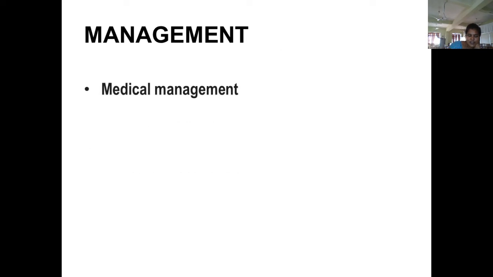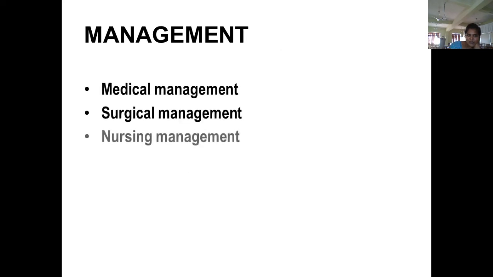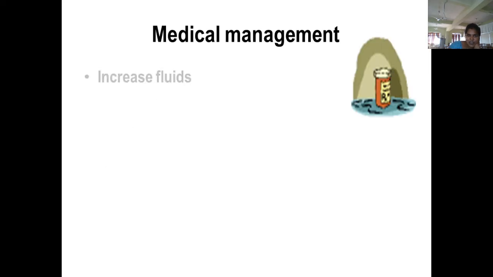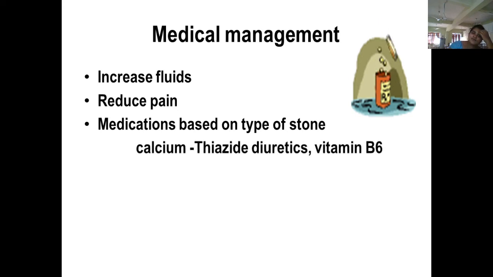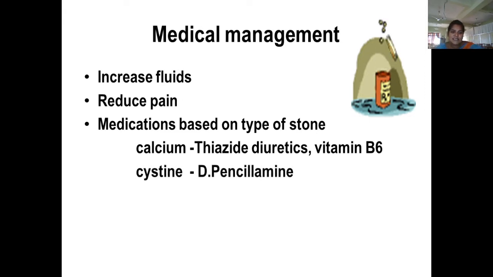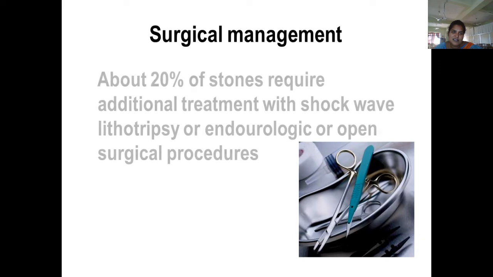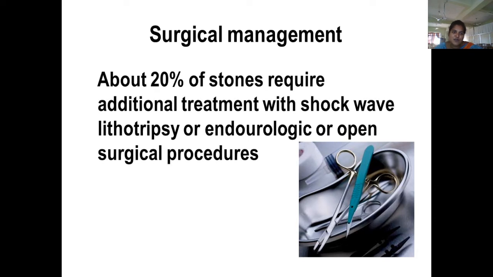We have to differentiate from that diagnosis, and then we go for medical management, surgical management, and dietary management. In medical management, we ask the patient to take more fluids and reduce the pain with the help of pain medications. The medications are based upon the stones. For calcium stones, thiazide diuretics can be administered, and vitamin B6 can be given. For cystine stones, penicillamine can be administered, and for struvite stones, antibiotics can be given.